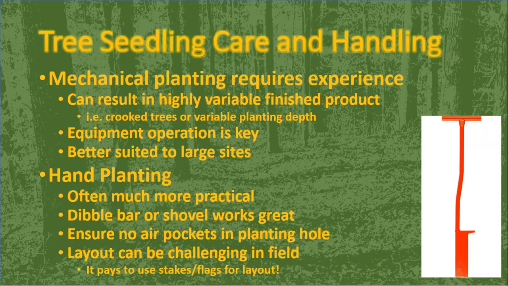Hand planting is much more practical and can be accomplished with the dibble bar, a forestry planting bar, I guess is what we kind of refer to that as a lot. And that's about a 36-inch tall tool there that you simply stick in the ground, make a slit and stick your seedling in afterwards. Pretty quick and easy, pretty easy to operate.